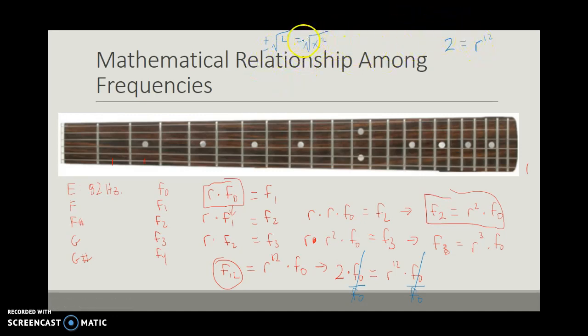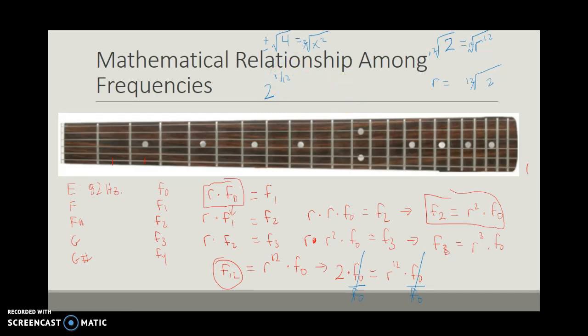So we would take the square root of both sides. Well, the square root is really the second root of x squared. So if I have R to the 12th, I'm going to take the 12th root of both sides, and I'm left with R equals the 12th root of 2. Another way to write that would be 2 to the 1/12th power. That 1/12th power is the same thing as the 12th root.